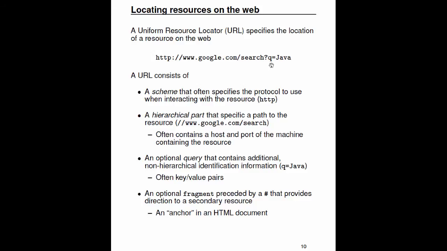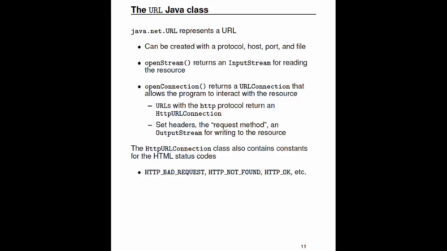After the question mark, there's an optional query, which is key value pairs that are tacked on to the URL. And they don't have an example of it here, but after a pound sign, a hash sign, is the fragment, which is really direction to a secondary resource. So in HTML, this is interpreted as an anchor within the HTML document. But really, you're free to interpret it however you want. The URL spec doesn't say how it has to be used. We've seen this a couple times now.